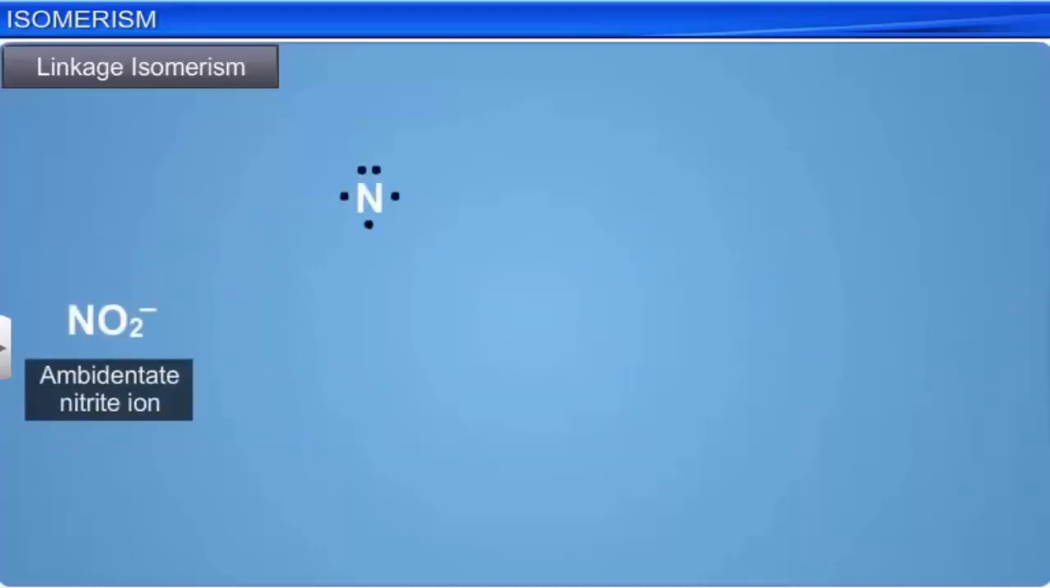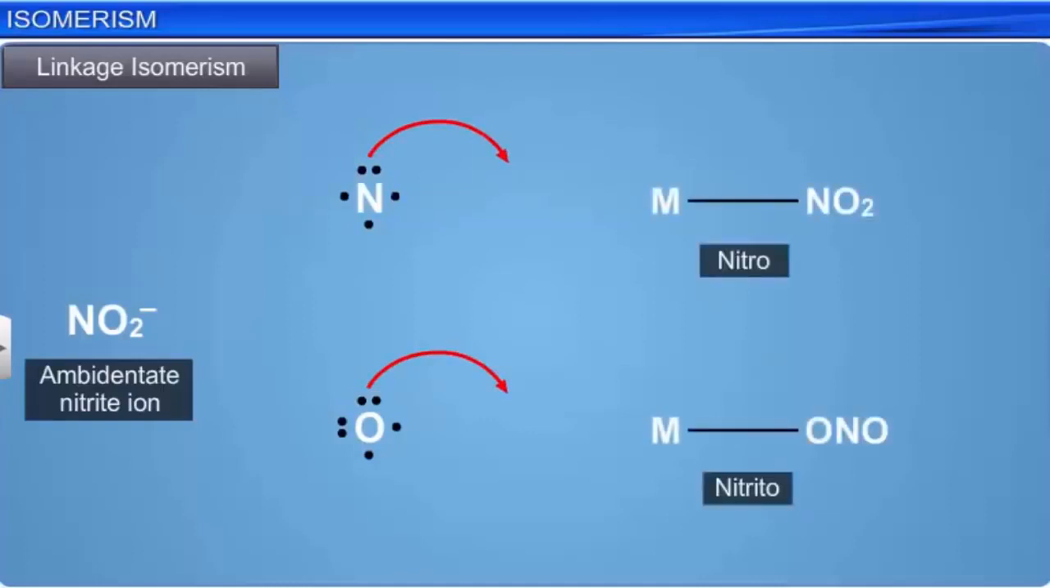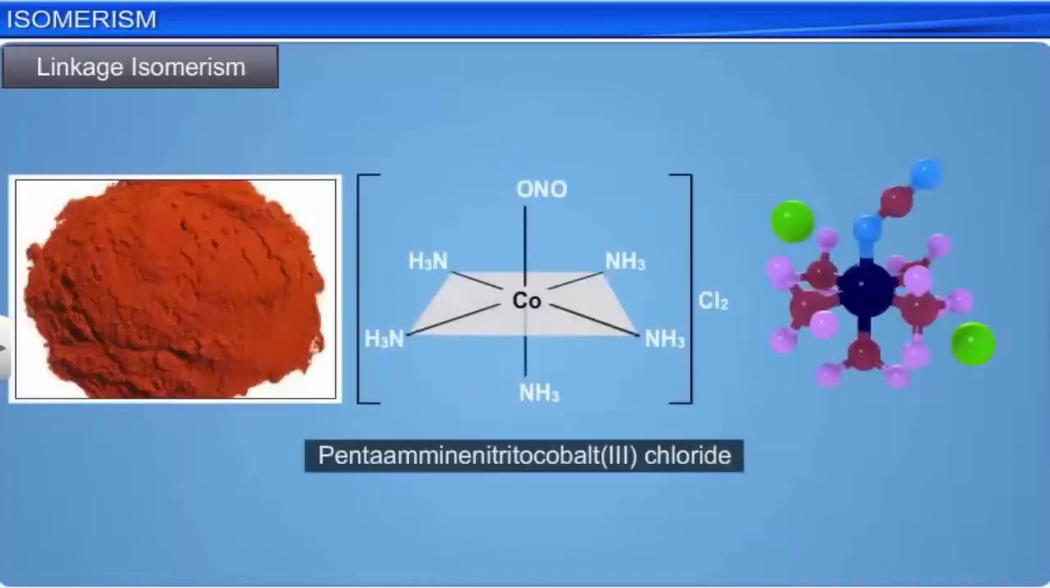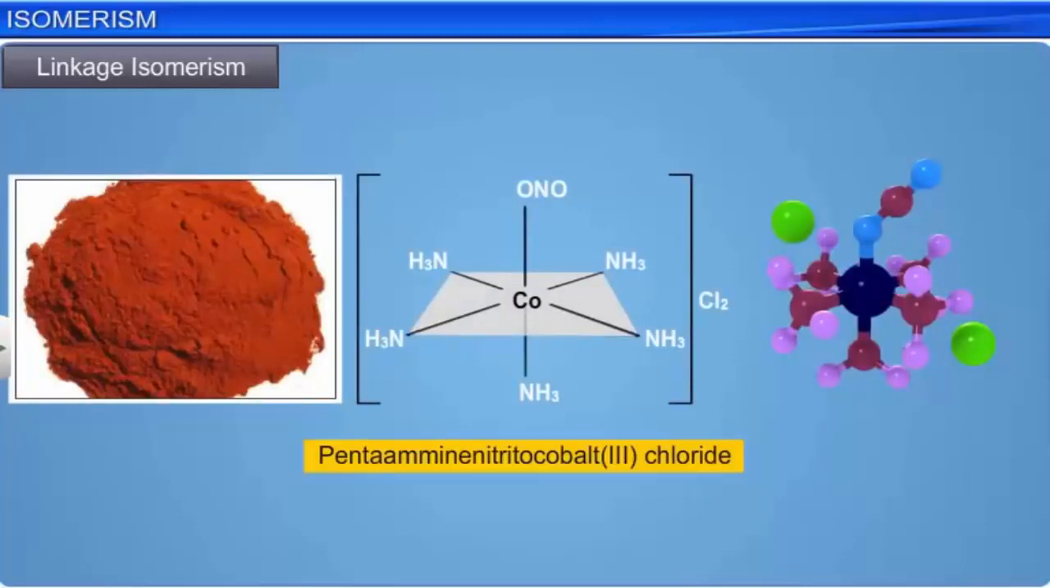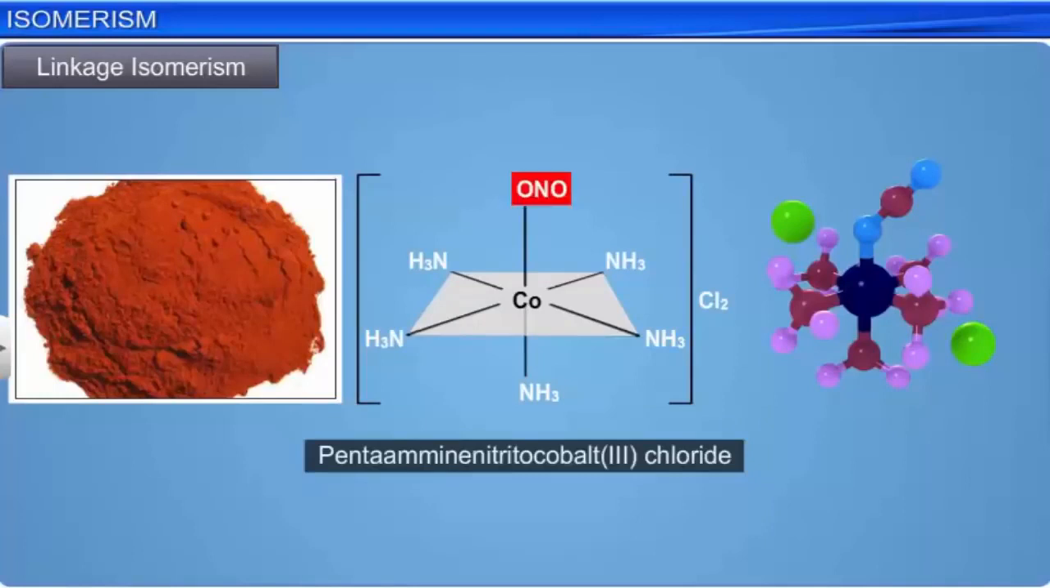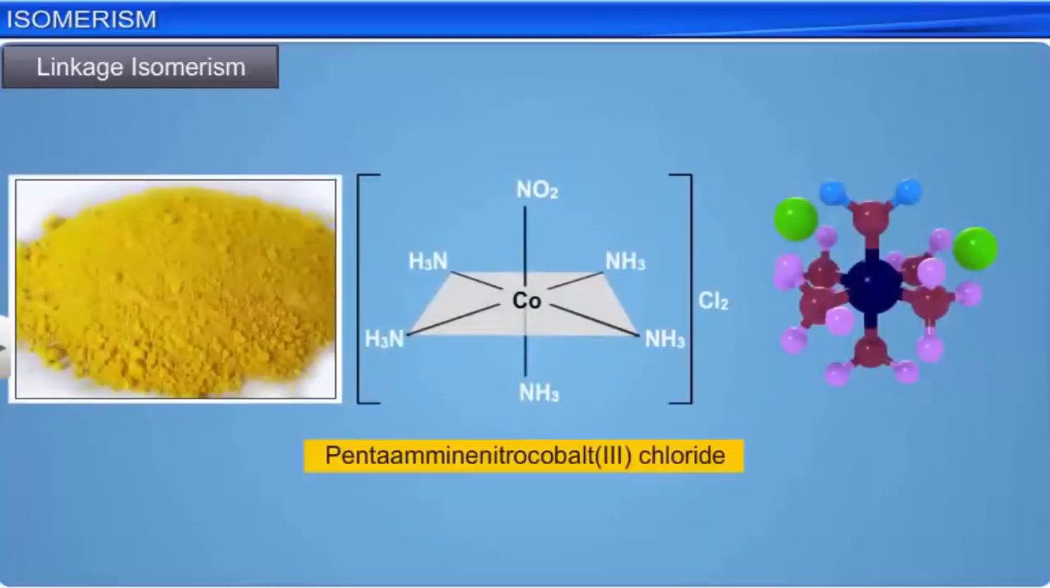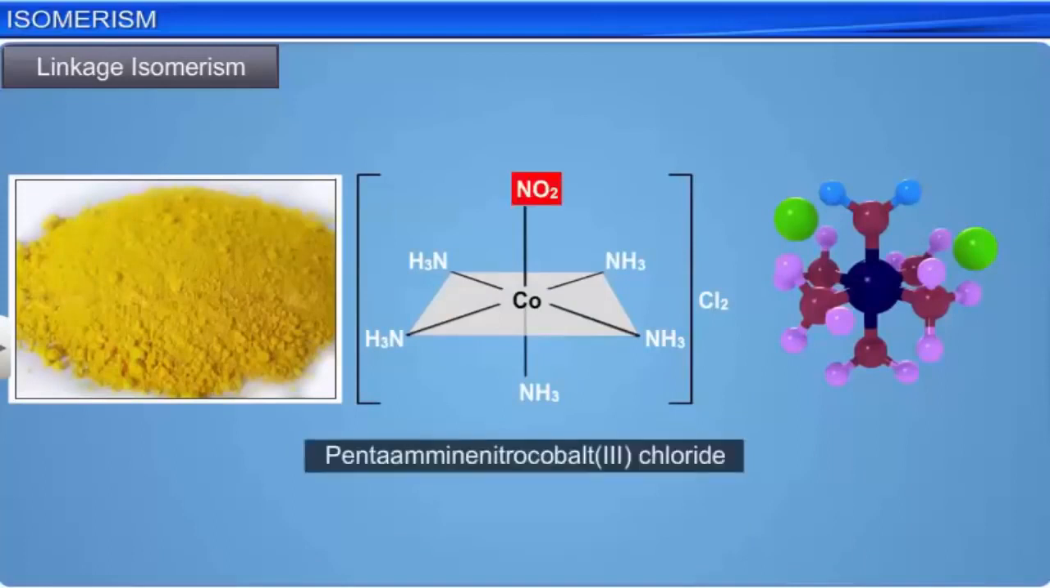2 different complexes, each containing nitrite ions, have been prepared. For example, red pentaamine nitritocobalt(III) chloride, in which the nitrite ligand is bound through oxygen, and yellow pentaamine nitrocobalt(III) chloride, in which the nitrite ligand is bound through nitrogen to the metal ion. Similarly, the thiocyanate ligand, SCN, may bind to the metal through sulfur to give complexes of the type M-SCN, or through nitrogen to give M-NCS type of complexes.